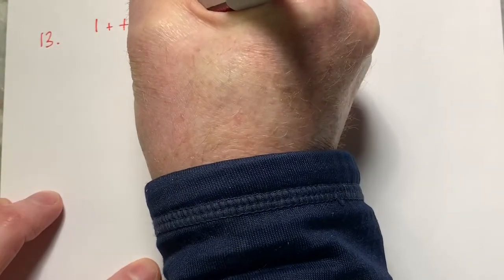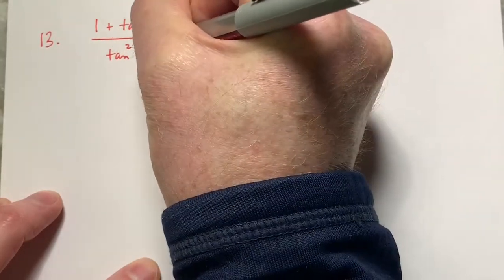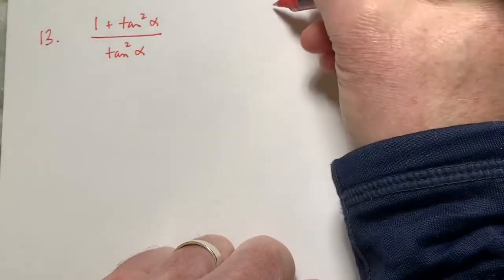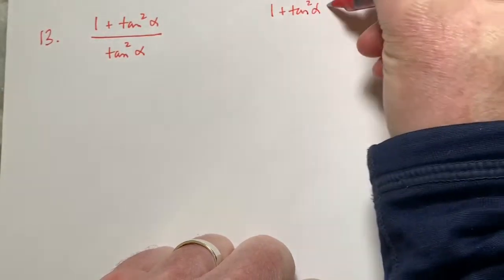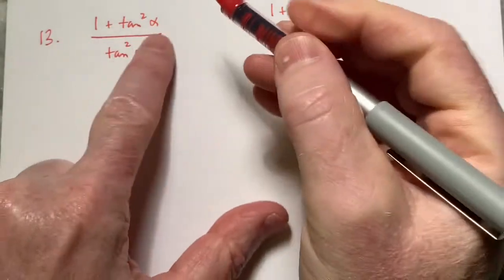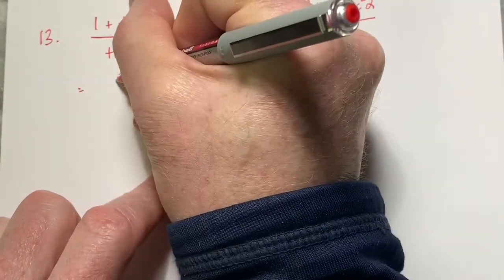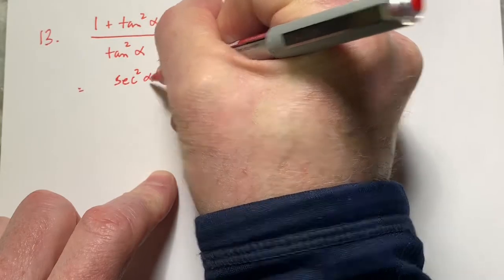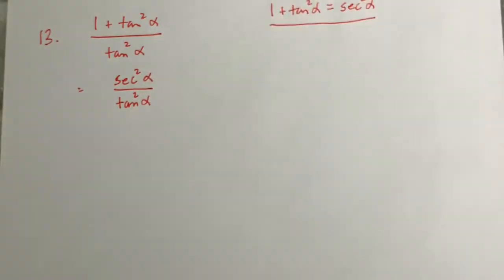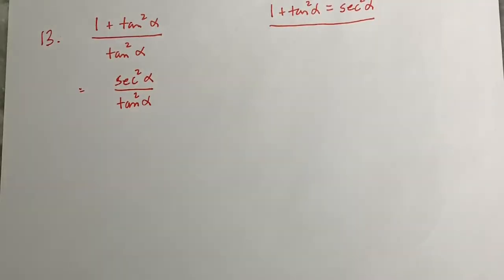All right, so number 13 says you have a 1 plus a tangent squared alpha in the numerator, and you have a tan squared alpha in the denominator. Now, I'm going to show you 2 ways you can do this. The first way you might do this is go, wait, I recognize 1 plus tangent squared. I know that 1 plus tangent squared alpha is secant squared alpha. That's a Pythagorean identity. So I'm going to take that top part and change it to secant squared alpha, and I'm just going to leave the tangent squared alpha where it is. Now, when I look at this, I go, I have no idea what that is.